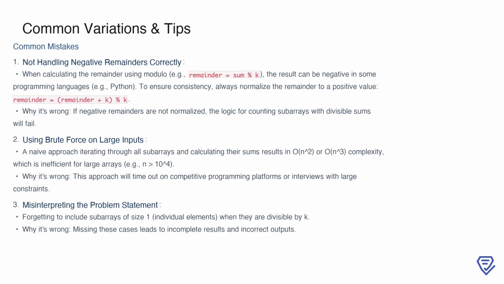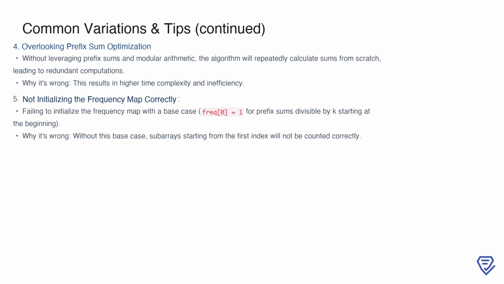Lastly, misinterpreting the problem statement can also cause errors. For example, you might forget to include subarrays of size 1, individual elements that are divisible by k. Overlooking these cases results in incomplete outputs and incorrect answers. Now, let's explore two more pitfalls.